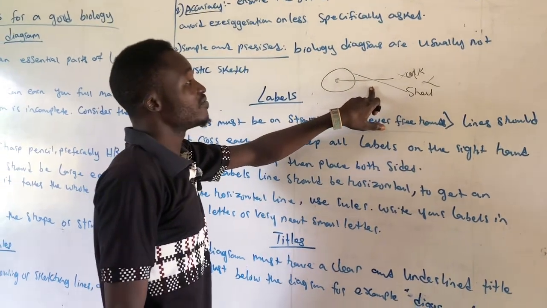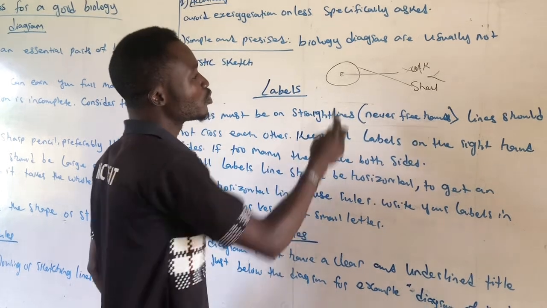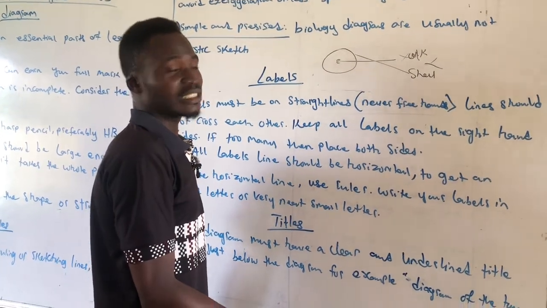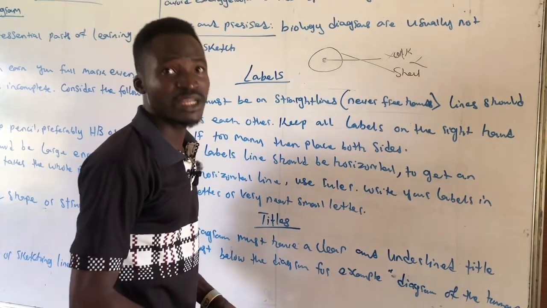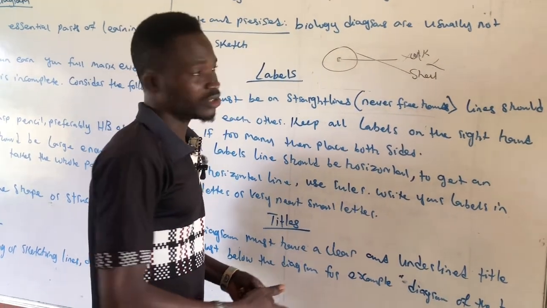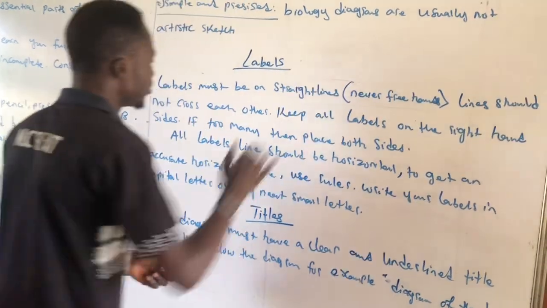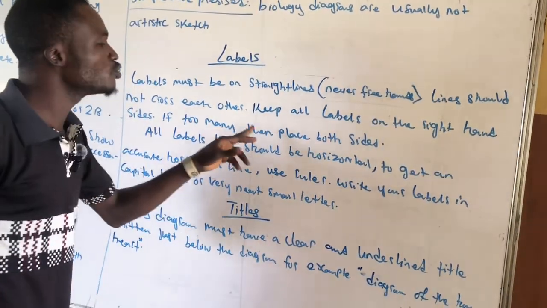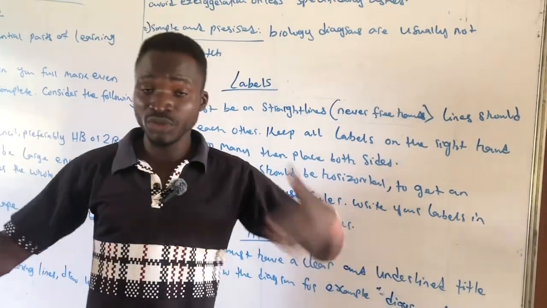This is very, very wrong. We don't know, maybe this is shell or this is yolk. You've cancelled both of them. You don't understand? These are things that tend to fail you in biology. Let's continue. So your labels must be accurate. Keep all labels on the right hand side. If too many, then place them on both sides.